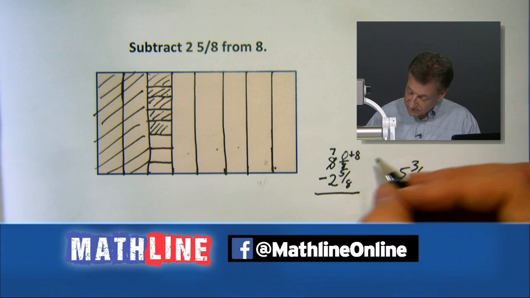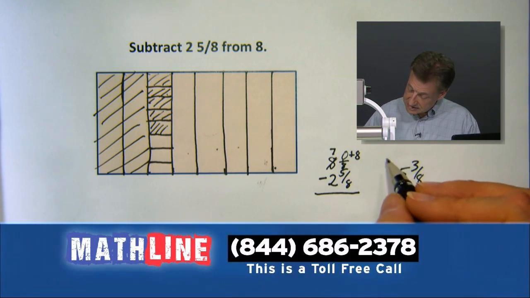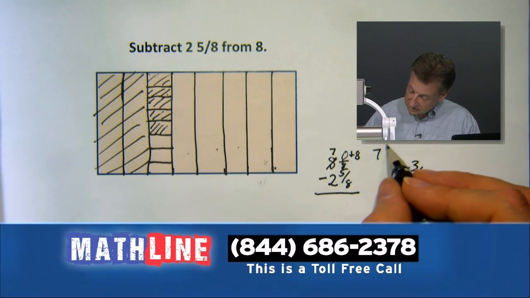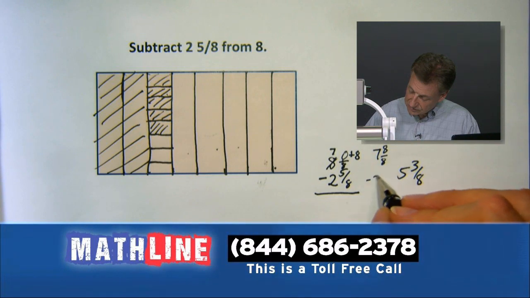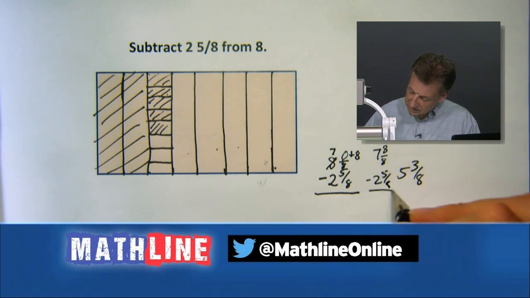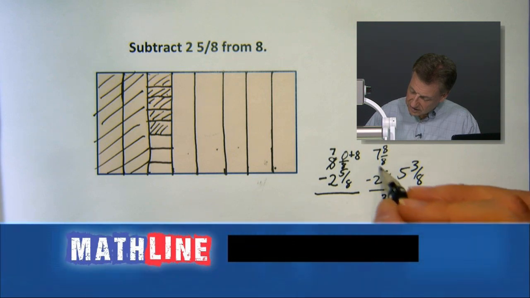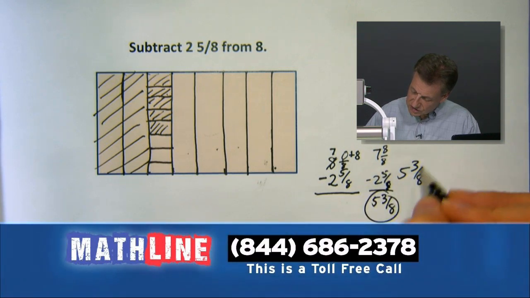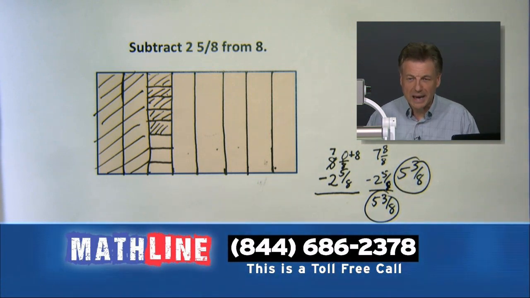So what does that do for me? That gives me 7 and 8/8 minus 2 and 5/8. And you know what happens there? You get 3/8, which is nice. And we get 5 here, which is the same thing my picture got for me.